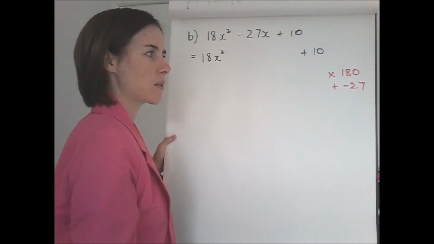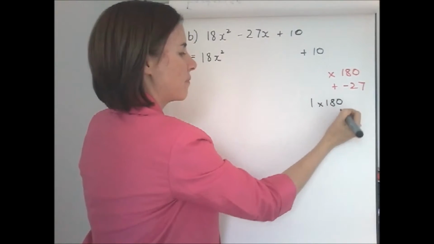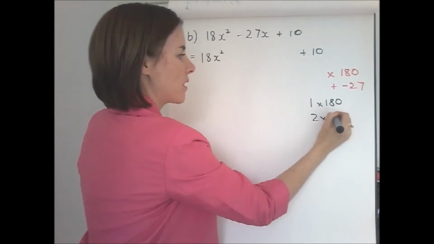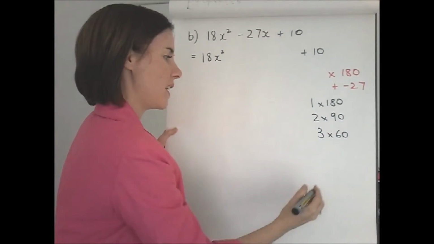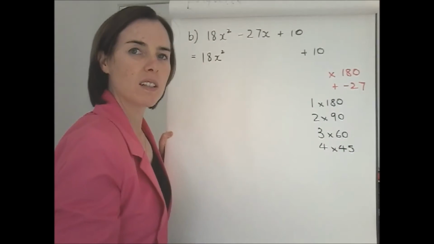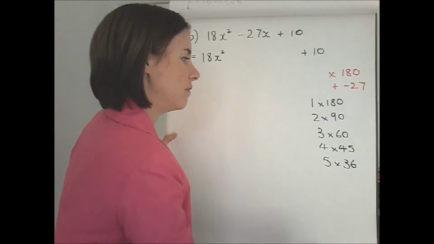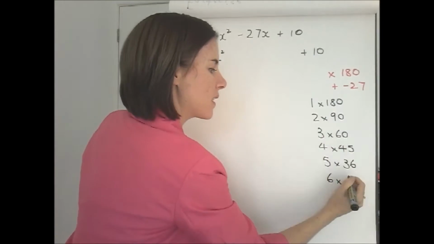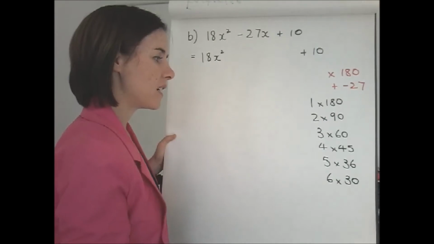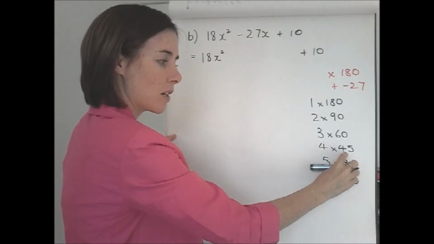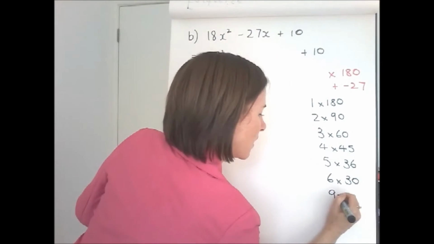Let's find as many factors as we possibly can of 180. Does 1 go in? Yes, 1 times 180. Does 2 go in? Yes, 2 times 90. Does 3 go in? Yes, 3 times 60. 4? Yes, 4 times 45. Does 5 go into 180? Yes, that's a factor. 5 times 36. Does 6 go in? Yes, 6 times 30. Does 7 go into 180? No, it doesn't. Does 8 go into 180? No, it doesn't, because 4 goes in times an odd number, so 8 won't go in evenly. Does 9 go in? Yes, 9 times 20.